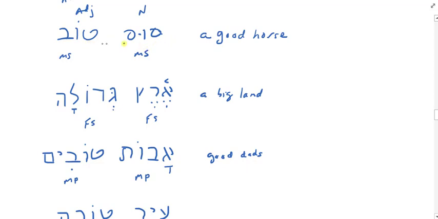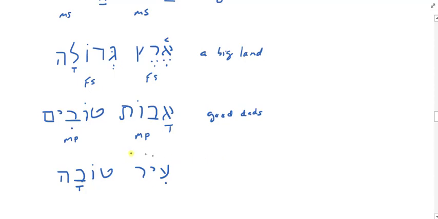Now, let me go back up here to sus tov. If I wanted to say not a good horse, but the good horse, how would I say that? I would say ha sus, and what would have to happen with tov? It has to agree in gender, number, and definiteness. So it has to become ha tov. So ha sus, ha tov. So in other words, I like to call this the ha rule, okay? If one's definite, they both have to be definite, okay? If the noun's definite, I'm going to be looking for the attributive adjective to be definite.